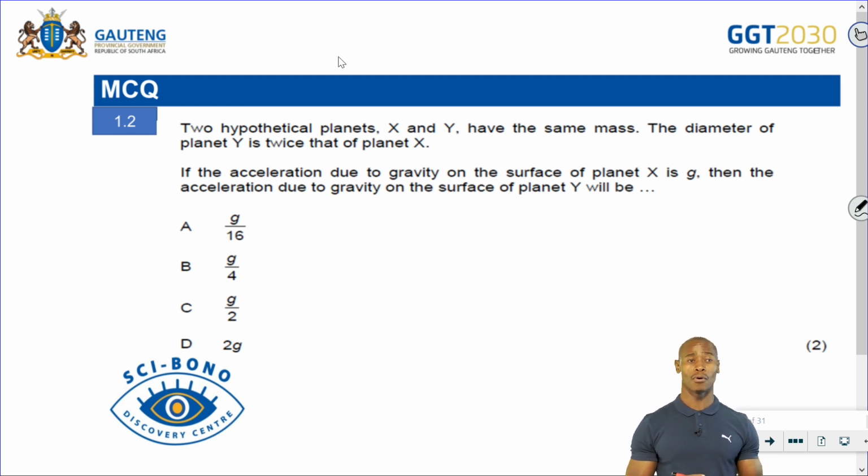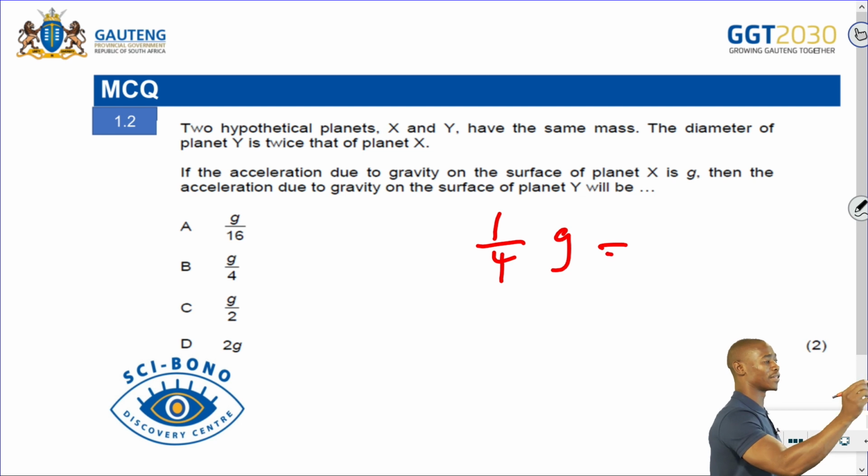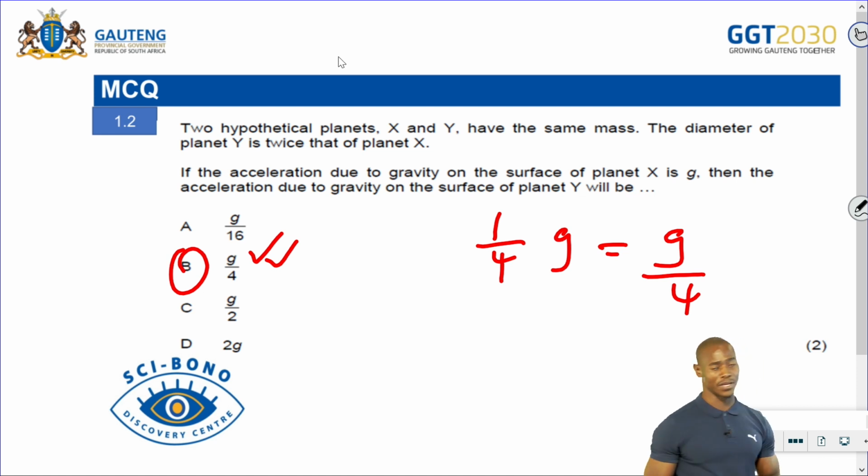So we are having two hypothetical planets, X and Y, which have the same masses, and the diameter of planet Y is twice that of planet X. If the acceleration due to gravity on the surface of planet X is g, then the acceleration due to gravity on the surface of planet Y would be 1 over 4 g, which is the same as g over 4. So the correct answer there will be B.